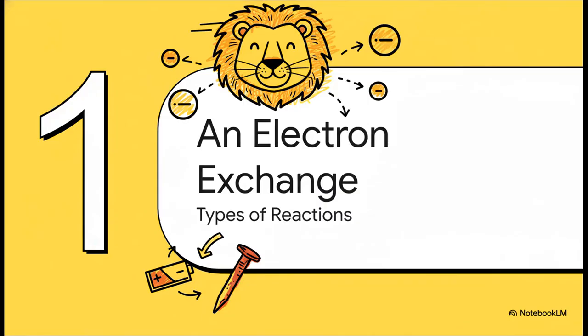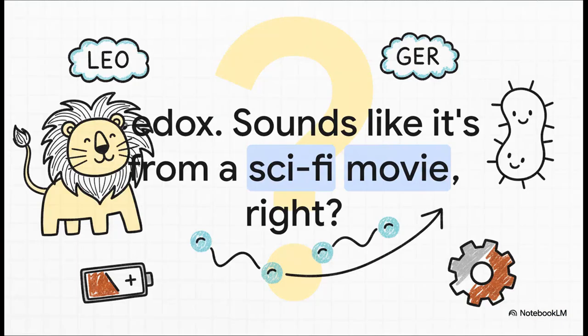All right, so to really wrap our heads around what a redox reaction is, we first have to talk about what it isn't. See, at their core, chemical reactions pretty much come in two main flavors. I know, redox totally sounds like the name of some evil alien mothership. But really, it's just a mashup of two words, reduction and oxidation. And those two ideas, they are the key to everything.